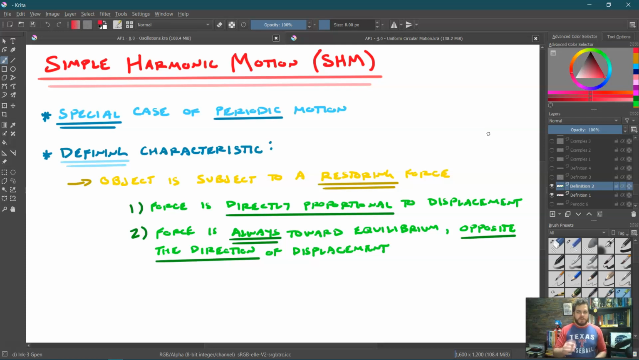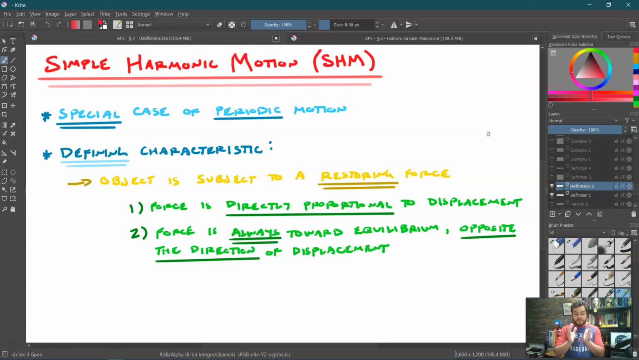But a restoring force is, one, directly proportional to the displacement of an object. So in other words, if I have an object that is subjected to a restoring force, if I move it further away, if I increase its displacement, the restoring force gets bigger and bigger and bigger. And additionally, it is always toward this equilibrium point, and therefore it's opposite the direction of displacement.